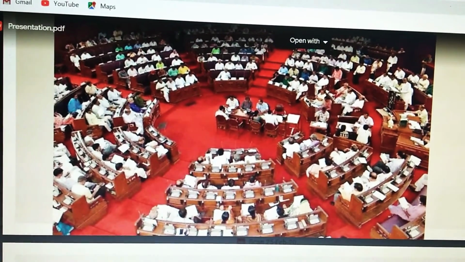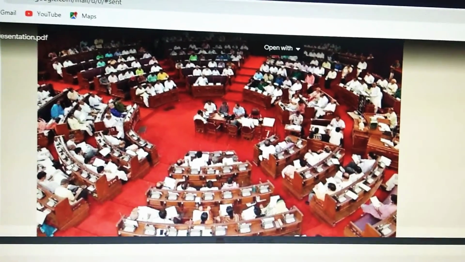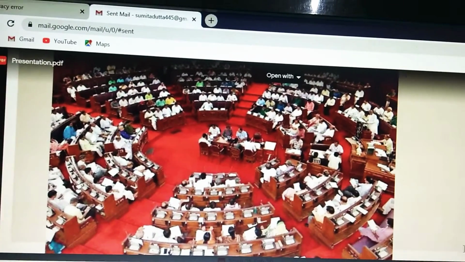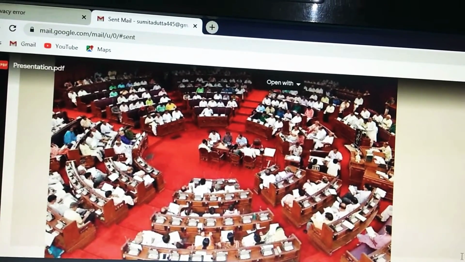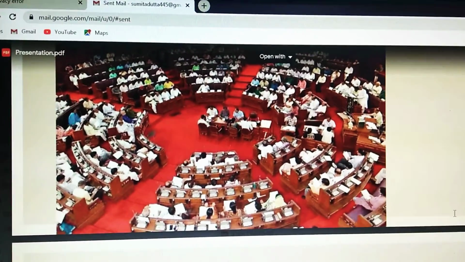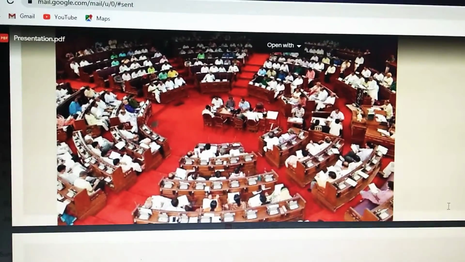Now we'll only deal with the Lok Sabha members, children, today. Basic qualifications to become a Lok Sabha member: a member of the Lok Sabha should be a citizen of India, should be at least 25 years of age, and should be a registered voter. That is, he should be 25 years of age and a registered voter.